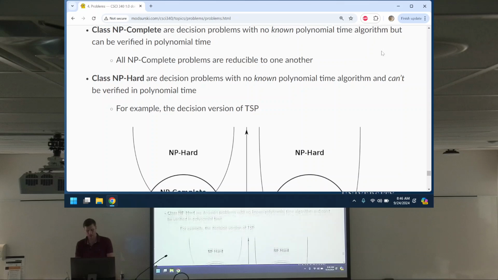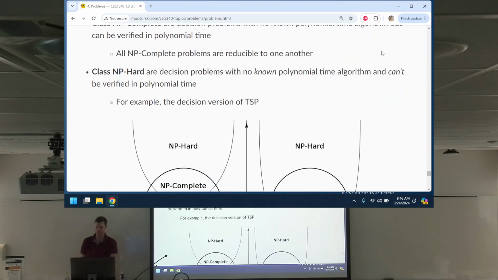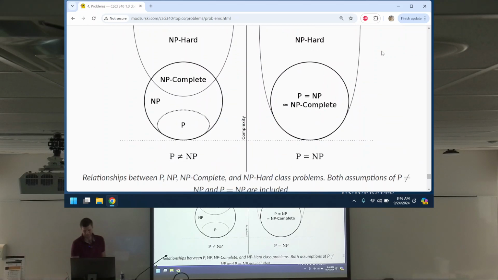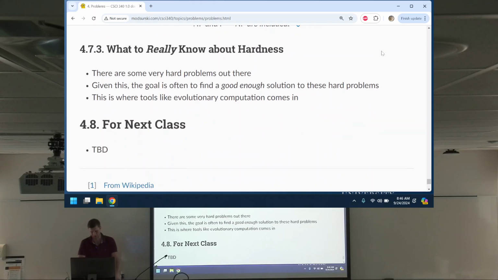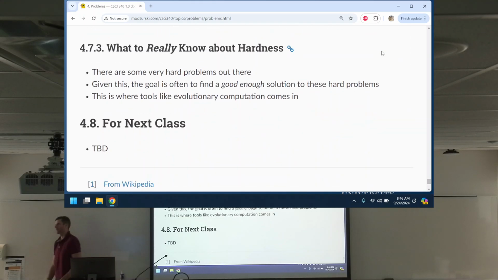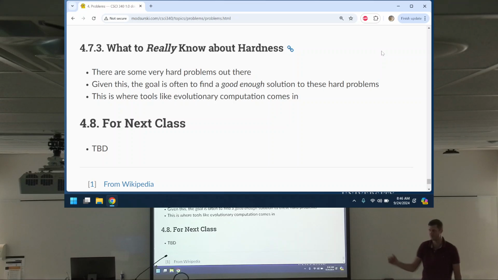And then finally, we have NP-hard problems. These are decision problems with no known polynomial time algorithm, and we can't verify correctness in polynomial time either. So these ones are like, well, we're screwed. Anyways, we're not going to be too worried about this. After all that, this is something we could figure out in a whole other class, like theory of computing and algorithm analysis, like 355, 356.